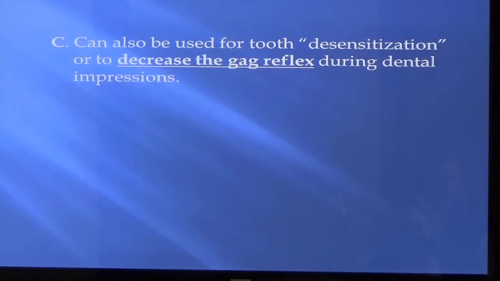It can also be used for tooth desensitization or to decrease the gag reflex during dental impressions. The one you would use would be a spray, because it comes in different forms, and we'll show it when we do the lab. There's a spray that you can just spray back there and it'll numb the back of the palate. If you try to swab back there, you're going to have fun.